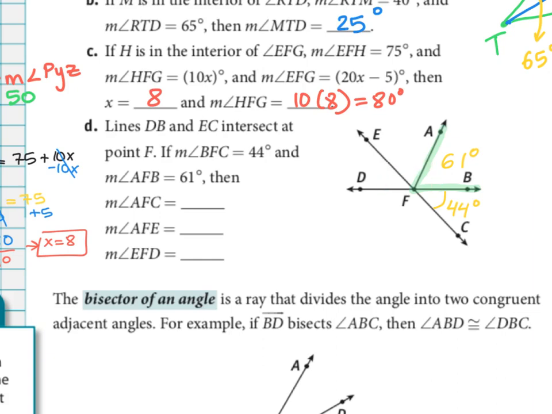Now let's move on to EFD, which is something, again, I know because of vertical angles. Now for angle AFE, you could have also thought of this straight angle, EFC. Because it's a line, it forms a straight angle of 180. So I know all of this is 180. This part is 44. This part is 61. So what's left for this part? So I hope this is enough hint to help you find those angles.